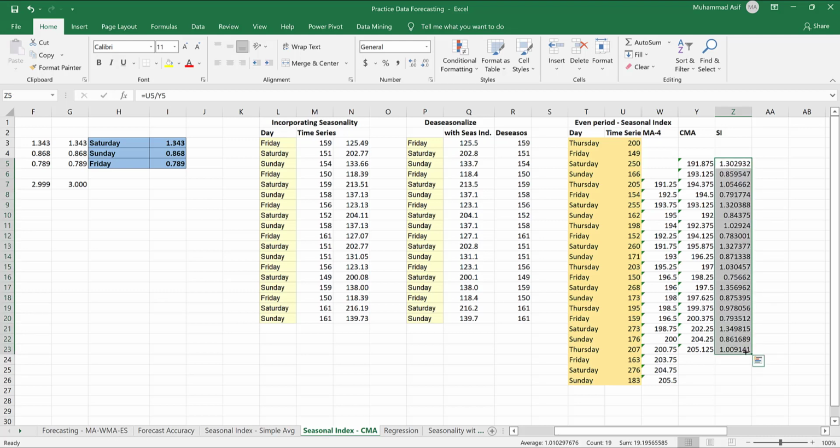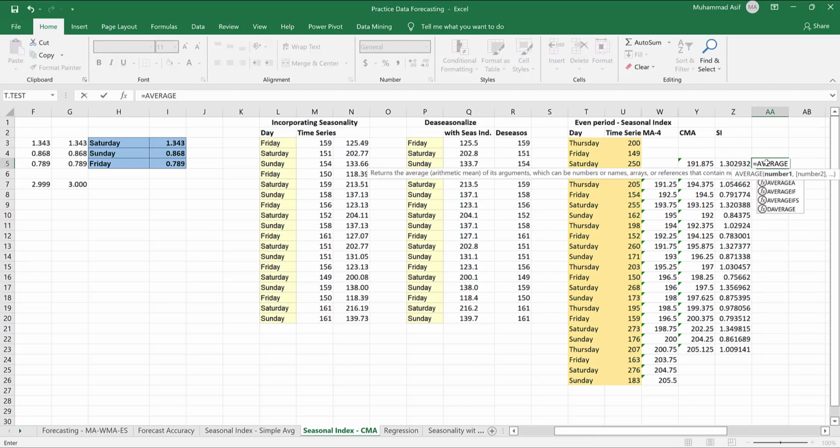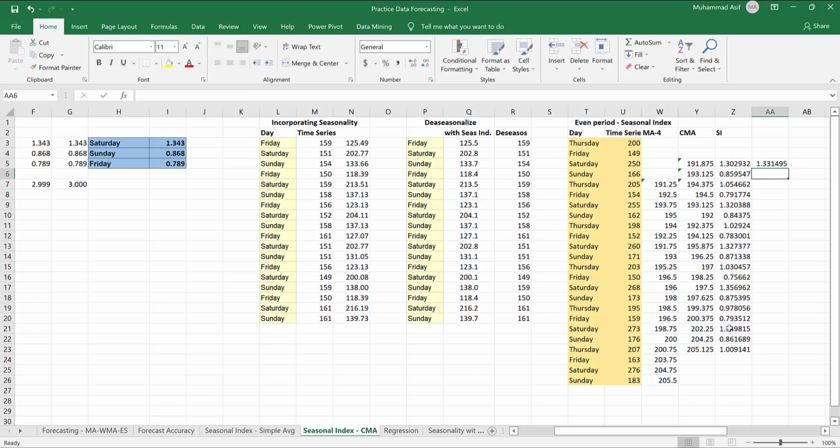And then the next step will be that we take the average of similar periods. So for example, this is the average of Saturday, Saturday, this one is also Saturday, and Saturday. And then I can drag it, and that gives a seasonal index for this data that has 4 periods.